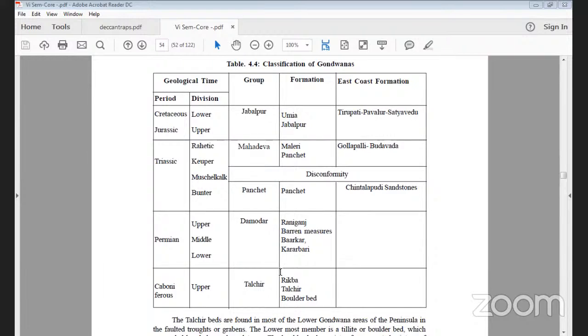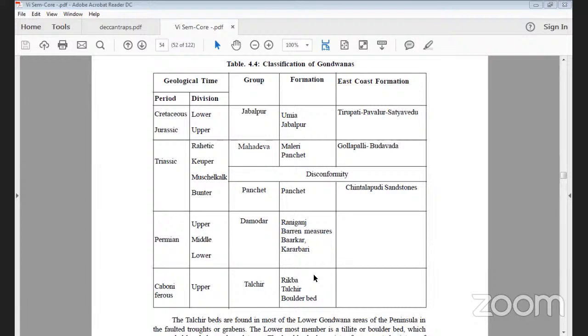The Rhaetic formation has the Mahadeva group. The formations we see in the Mahadeva group are Maleri and Pangidi. East coast formations are Gollapalli and Budavada formation. And there is a disconformity between the two here, that is between the Panchet and Mahadeva.